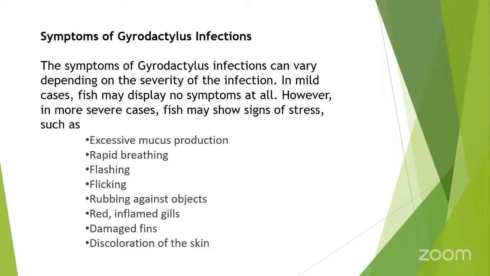The symptoms can vary depending on the severity of the infection. In mild cases, fish may display no symptoms at all. However, in more severe cases, fish may show signs of stress such as excessive mucus production, rapid breathing, flashing, flicking, rubbing against objects, red inflamed gills, damaged fins, and discoloration of the skin.